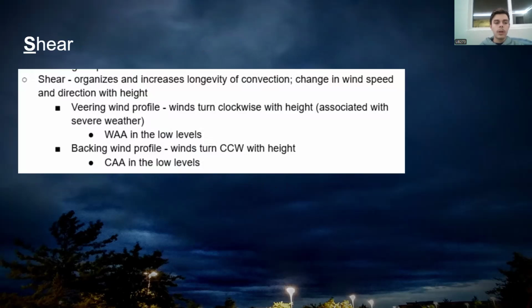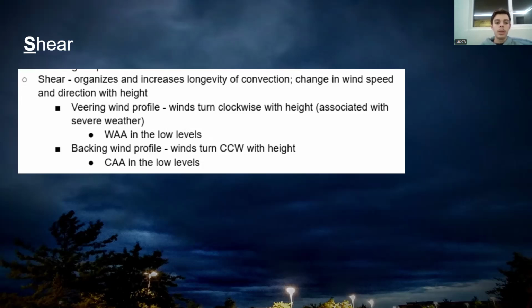So the first ingredient in SLIM is shear. What is shear? Shear is a change in wind speed and direction with height. That's the definition of it. When we have shear, we have an increased longevity of convection occurring. That would make sense as a factor in severe weather.